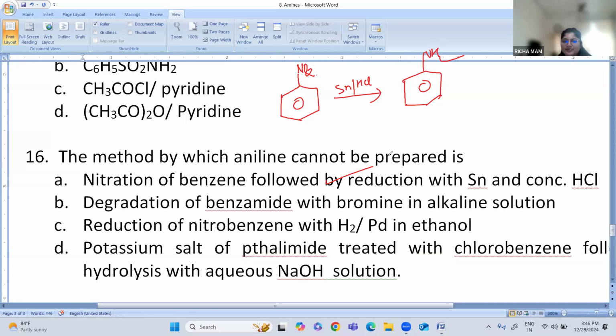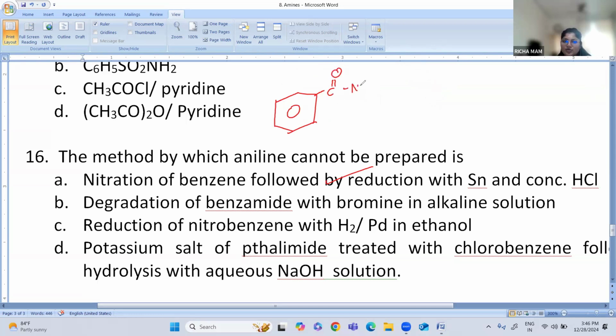Then benzamide. What is benzamide? This is the Hoffmann bromamide degradation reaction. This is my benzamide. From benzamide, if I do bromine in aqueous KOH, again I am going to get aniline. So this is the Hoffmann bromamide degradation, and from this also I can prepare it. Now, next is reduction of nitrobenzene.